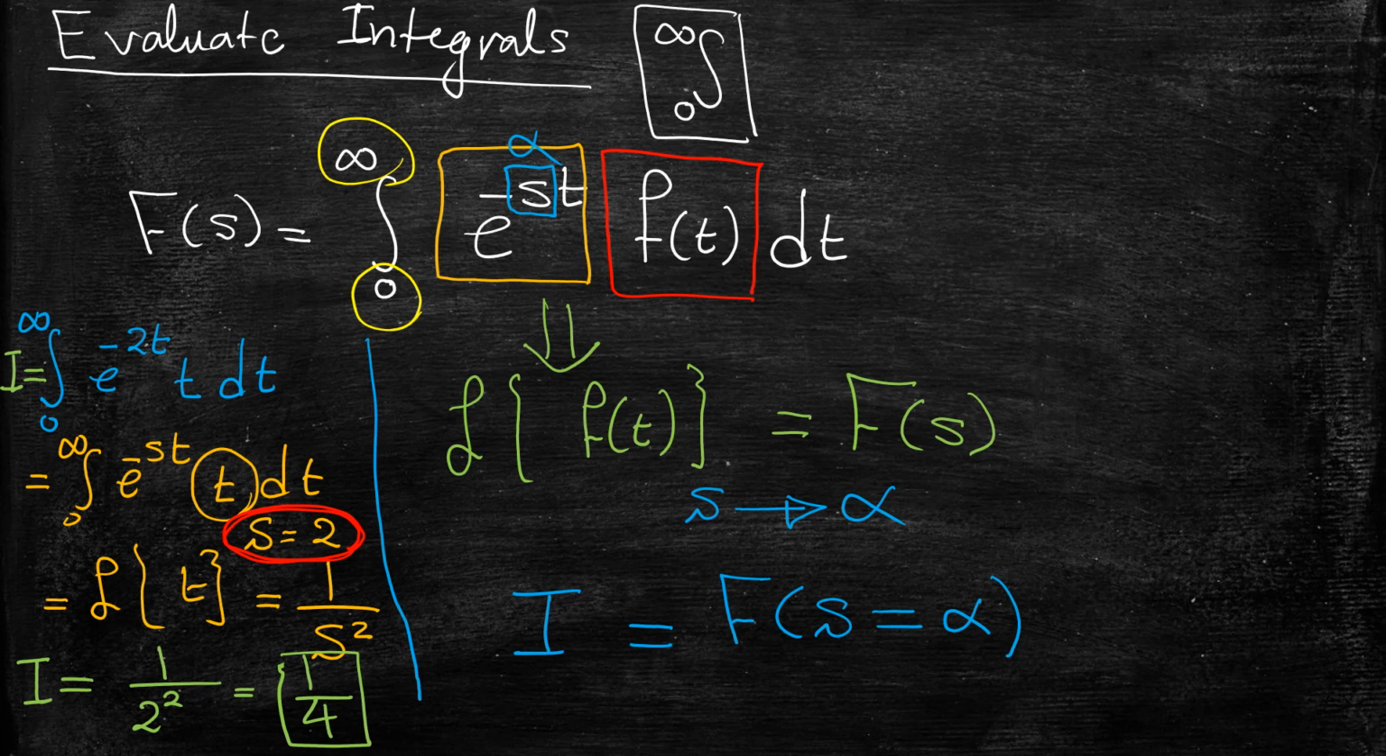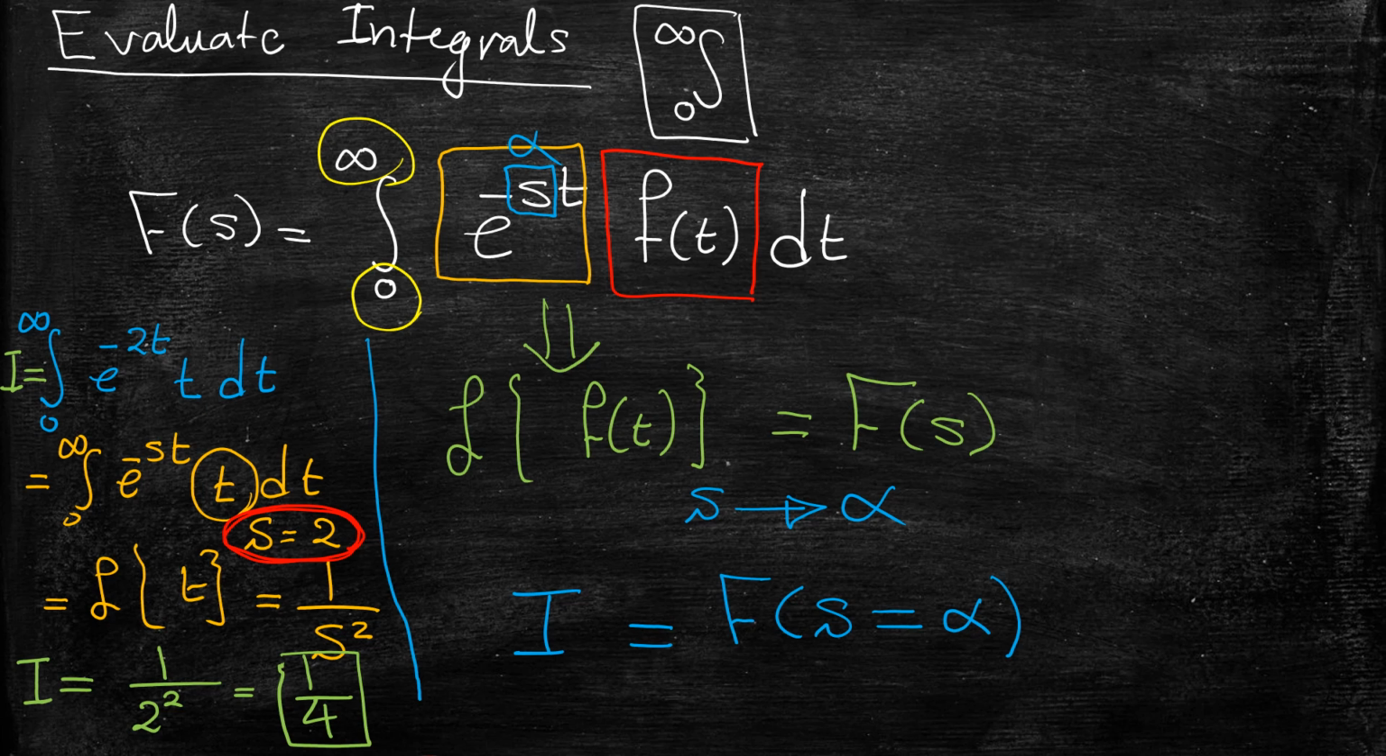So again, if we have integration from 0 to infinity, and we have a function multiplied by an exponential, it will be the Laplace transform of this function, with the value of s equal to what is here in the exponential multiplied by t.